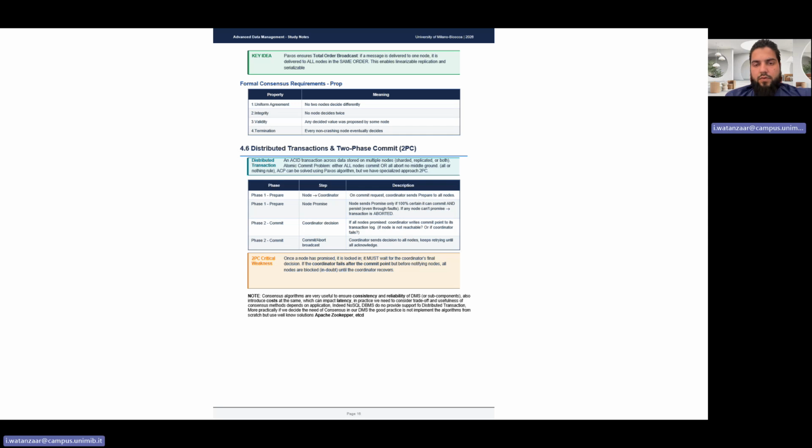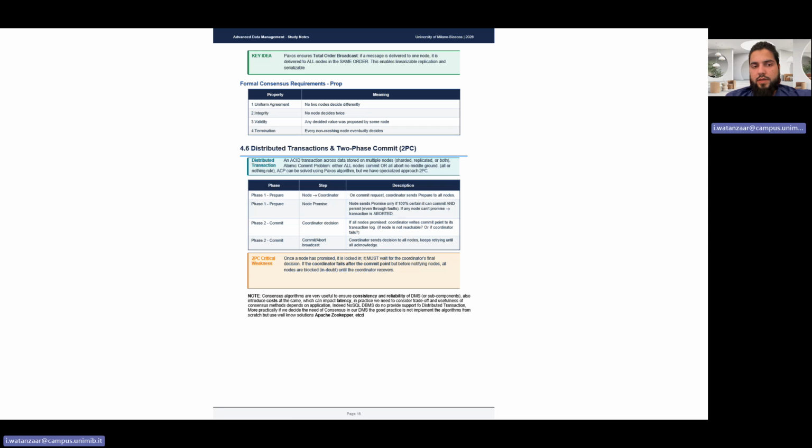Okay, so we discussed the Paxos algorithm for consensus. Now we have the formal consensus requirements, which we call properties. What are the formal requirements of consensus? How should a decision be made, and what are the properties that need to be validated to say this is consensus?